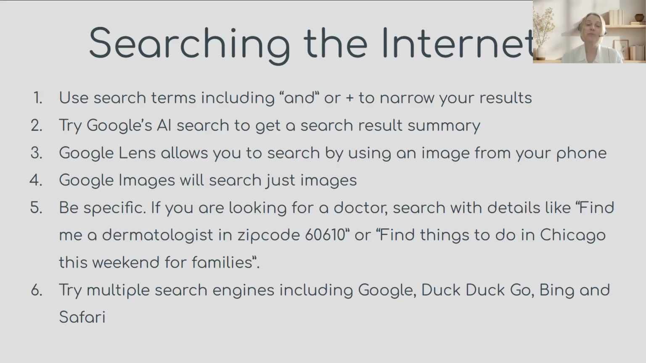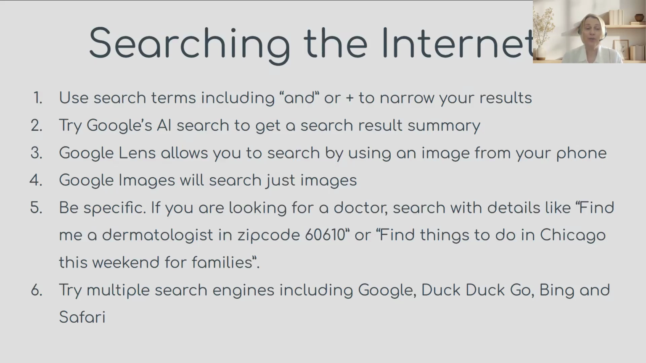Number 5, be specific with your Google search. If you are looking for a doctor, search with details like find me a dermatologist in zip code 60610. You're basically talking to Google as if you were talking to a human being. The more details that you give Google, the better your search result is going to be. You could also ask Google, find things to do in Chicago this weekend for families. Now that's very specific because you're asking Google to find you things to do in a specific city for a particular group of people, a family. So your search results will reflect that.